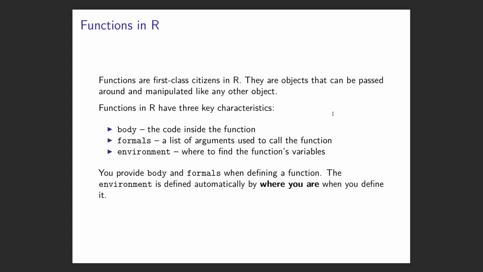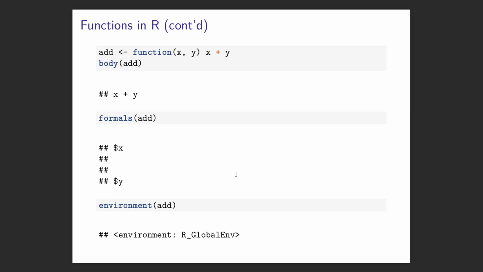And then one other thing that R functions have that not all functions have is an environment. An environment tells the function where we can find the variables that this function uses. This isn't something that we typically think about. Sometimes we do, but usually we don't have to, because we usually just specify the body and the formals when defining the function. We usually just specify the parameters and the actual code that the function uses to do whatever it's doing. The environment is defined automatically by wherever you are when you define the function. We'll come back to that in just a moment.